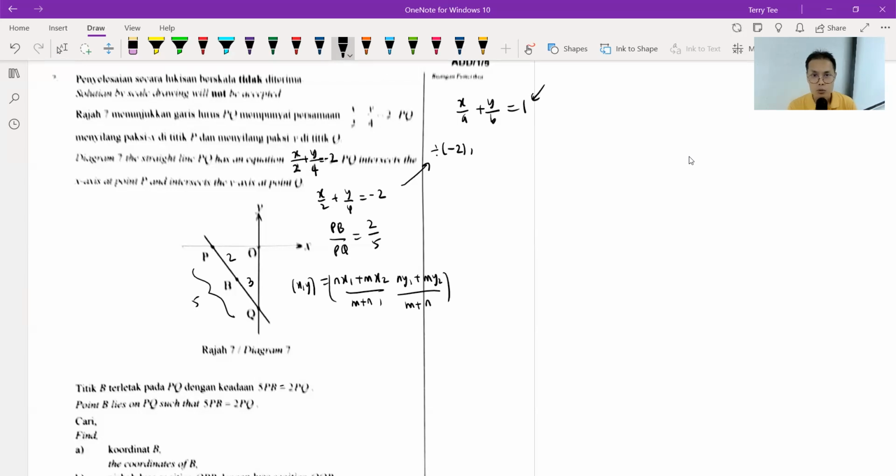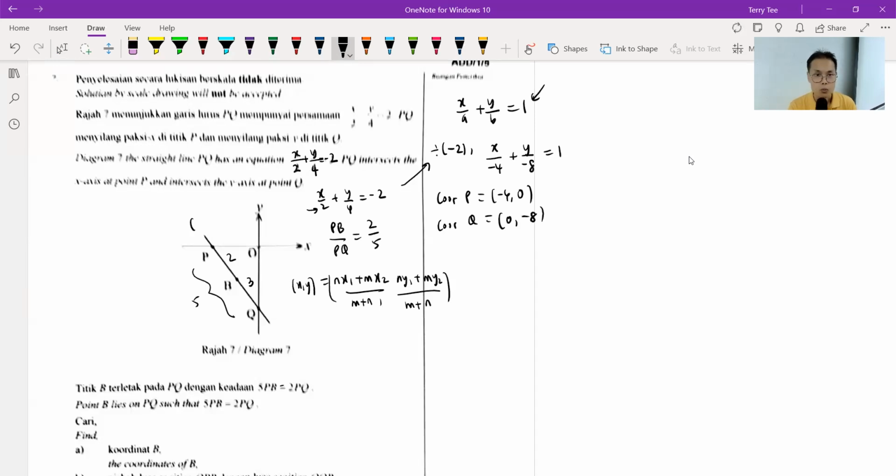We take 2, divide by this 2 here, we multiply with -2, I get x over -4. 4 multiply -2, I get -8. The result is 1. Therefore, the coordinate of point P is (-4, 0). Coordinate of point Q is (0, -8).